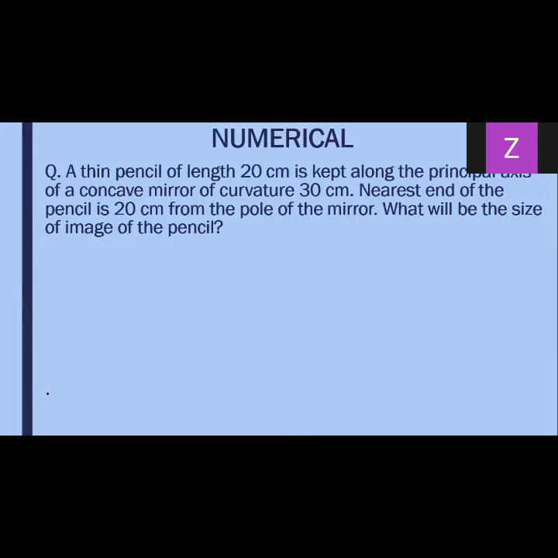I hope you will be able to solve it. Okay. Is it visible? Is the whole numerical properly visible? Is there any problem with it? Okay, let's start. I'll give you 2 minutes to try. It's 5:55 on my clock. I'll give you till 5:57. Okay, try.